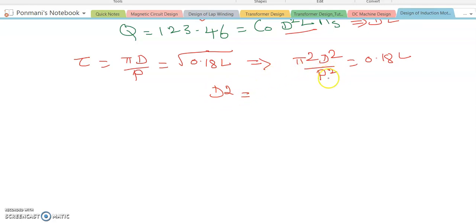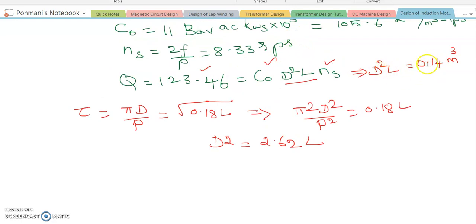That number of poles is 12, and so D square directly will be getting this 0.18 into P square divided by pi square. So that we will be finally getting the value of D square as 2.62 L. So this is going to be substituted in the D square L equation. So D square L we are getting 0.19.